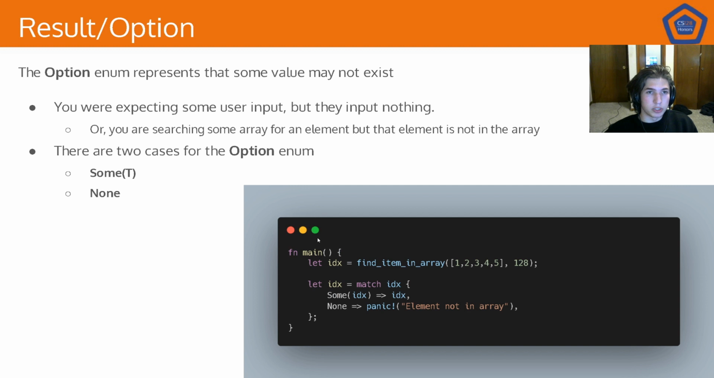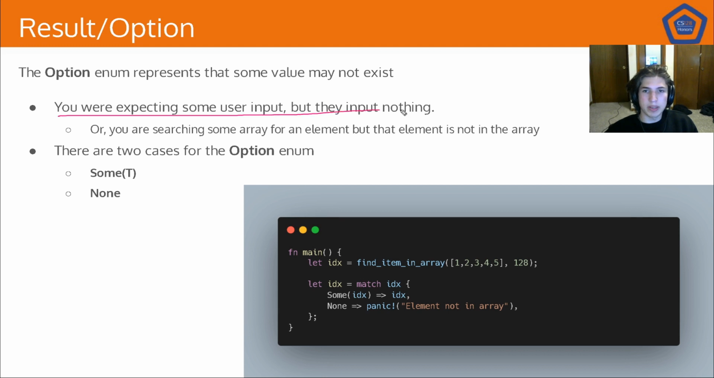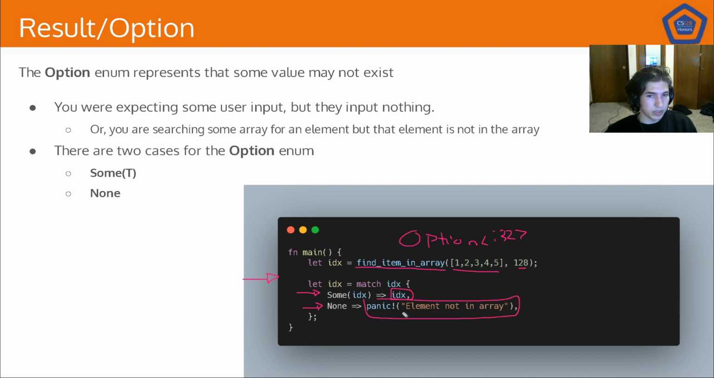The second one is the option enum type, which just represents whether or not a value exists. So say you're expecting some user input and they don't input anything, or you're searching an array for some element, but that element isn't in the array. Okay, so just a quick little code snippet here. If we have some function find item in array, and this returns some option of i32 representing the index of that element in the array. Of course, 128 is not in this array. And so we can match. If it is some, if we have some value, then we just want the value. If it is none, then we maybe need to throw some error, right?